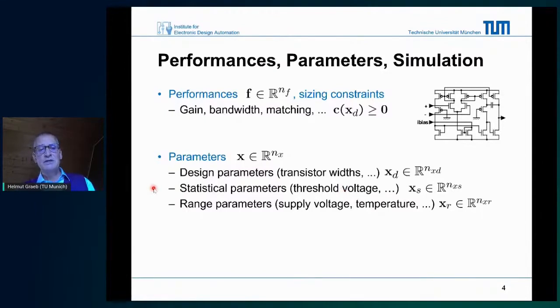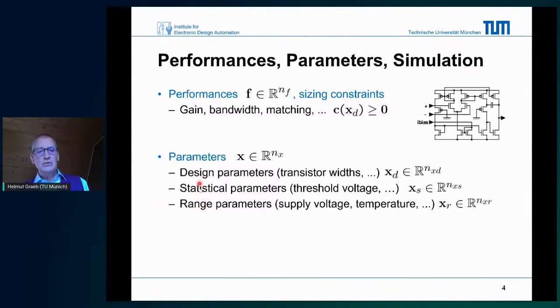And these parameters carry the information about the variability from the manufacturing process. They carry a statistical distribution. That is why we call them statistical parameters. And then we have the range parameters. They have an interval in which they can vary, but we don't know anything about the probability where they are.